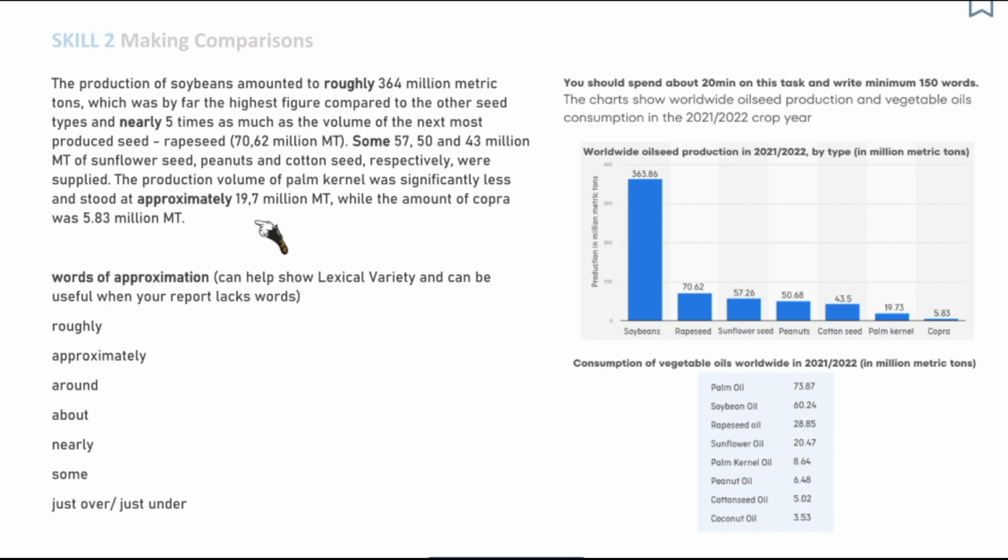In this paragraph, I have highlighted these words, and as we can see, I have used roughly, nearly, some, approximately, so overall 4 synonyms. Again, as I'm showing a variety and flexibility of my language, this is very good for the lexical resource.